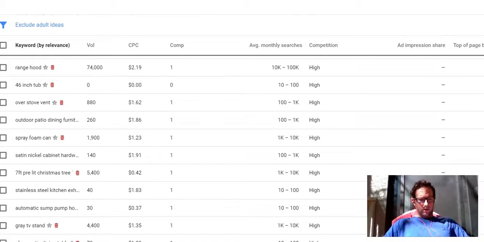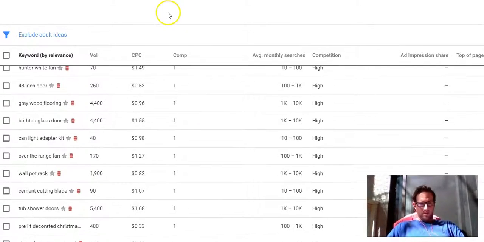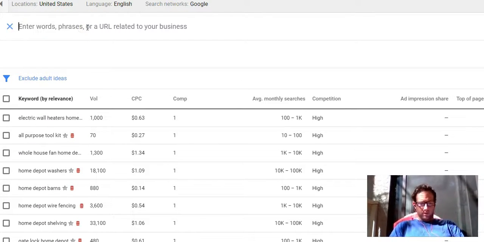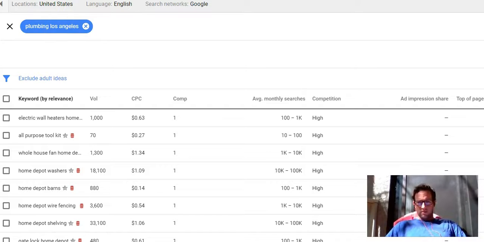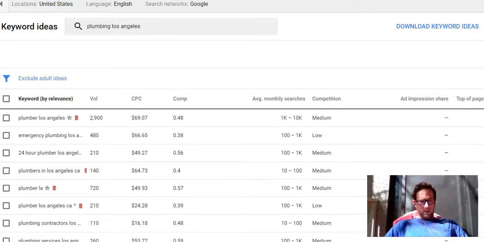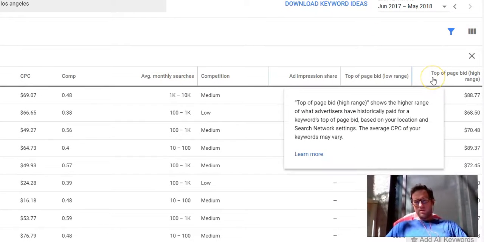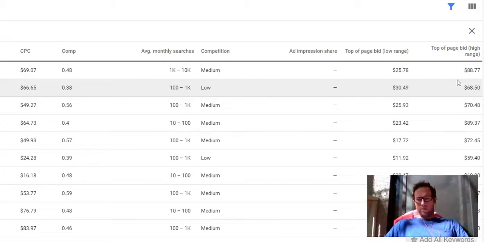If I can enlarge this at all, it'd be easier to show you. I don't know if I can, but basically, let's say you're trying to get into plumbing as a PPL model. So we'll go back up here and type in plumbing Los Angeles. Hit get results, and in these results over to the far right, you can see the top of page bid, high range. Okay, so this is an important number. You can use this to determine the cost per lead of what you're going to charge your partners that you work with on PPL.